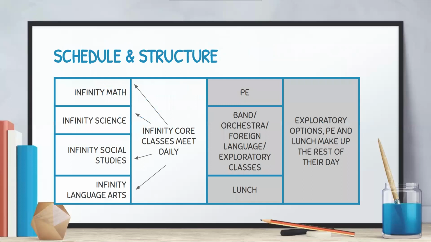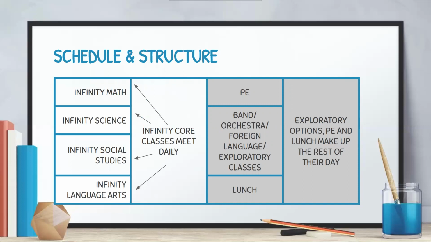And this next slide might be helpful in that it shows the schedule and structure for 6th graders in Infinity. You'll notice on the left-hand side, you have all of the Infinity classes: math, science, social studies, and language arts. These are our core subjects that meet daily. These are the courses that your students will have with their 6th grade Infinity peers. The courses on the right-hand side of the screen, PE, band, choir, orchestra, foreign language, lunch, and any other exploratory options they might have, make up the rest of their day.